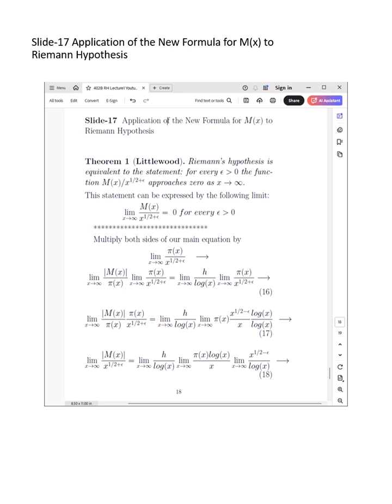So here's Littlewood's limit theorem for Riemann's hypothesis. Riemann's hypothesis is equivalent to the statement: for every epsilon greater than 0, the function M of x divided by x to the 1/2 plus epsilon approaches 0 as x tends to infinity. This statement can be expressed by the following limit. The limit of M of x divided by x to the 1/2 plus epsilon power equals 0 for every epsilon greater than 0.